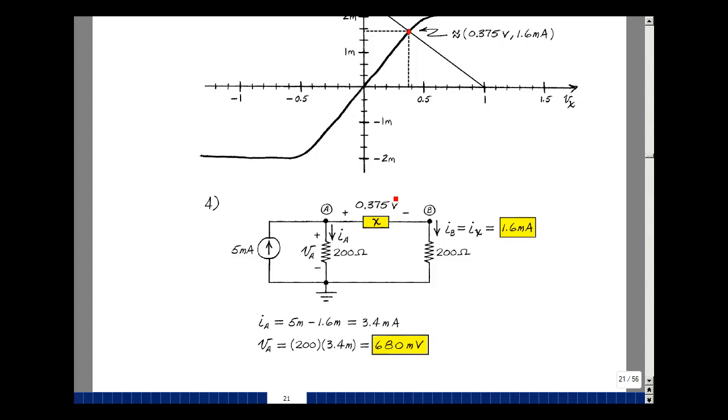This is approximate. This is not exactly what the voltage and current is, but pretty close. That's the best we can do with a graphical analysis technique. And this is Supplemental Problem 2.9.